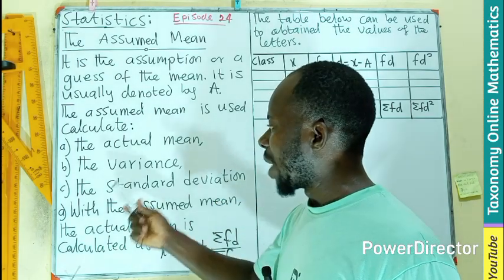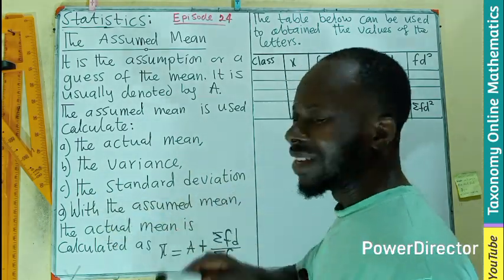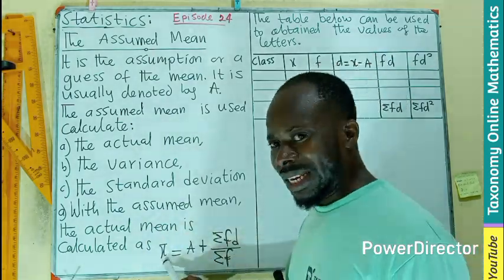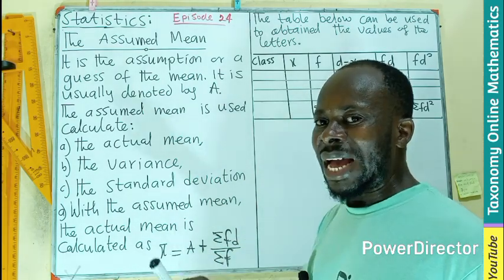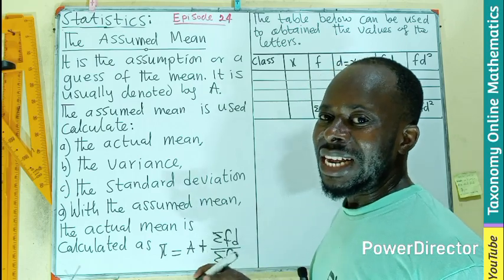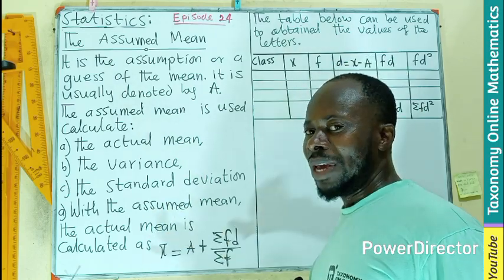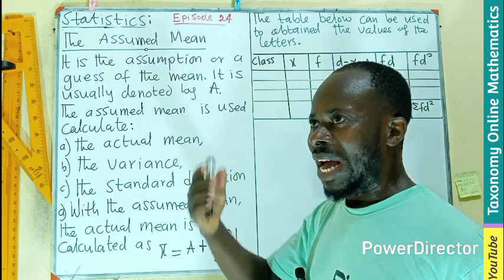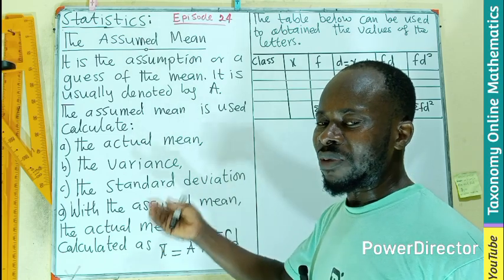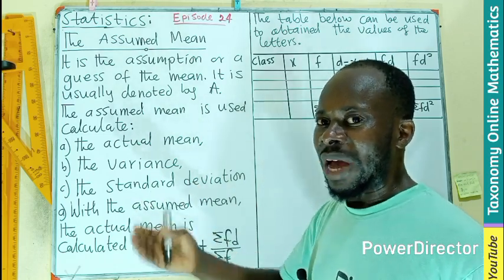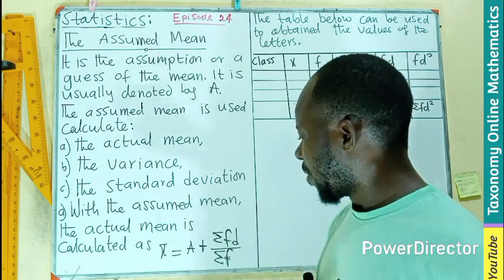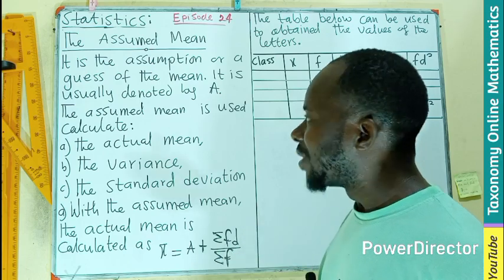Number one, if the assumed mean is given, then the actual mean is calculated using the formula: mean equals A, which is the assumed mean, plus sigma fd over sigma f, where d is the deviation of the data point from the assumed mean. So if we have data points 1, 2, 3, 4, and I've assumed the mean to be 5, meaning 1 minus 5, 2 minus 5, 3 minus 5, that is the d. Then fd is their multiplication with the frequency, divided by the total number, which is the sum of the frequencies.